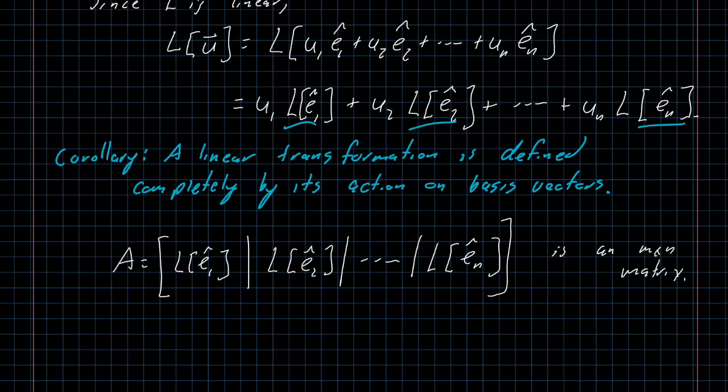The columns are the results of my linear operator acting on each of the basis vectors, each of the standard unit vectors. It has n columns because there are n basis vectors in Rn. It has m rows because the linear operator spits out vectors in Rm. We know the codomain, and this is why knowing the codomain is useful.